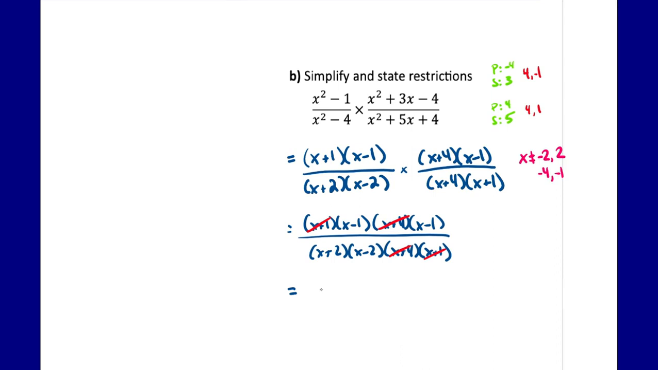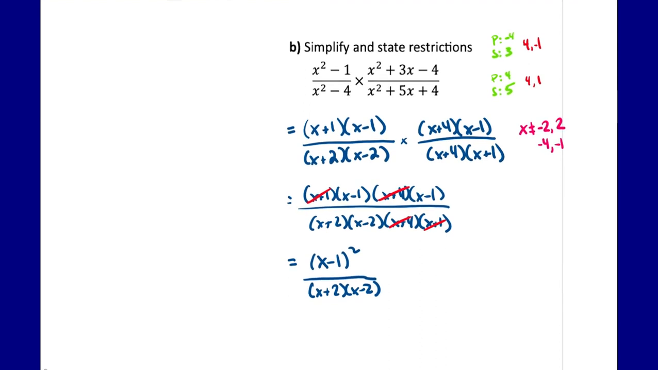This leaves me with (x minus 1) squared on top, divided by (x plus 2)(x minus 2). So that is my simplified expression. And I now have my restrictions. X cannot equal -2, 2, -4, -1. So that's my simplified expression and the restrictions.